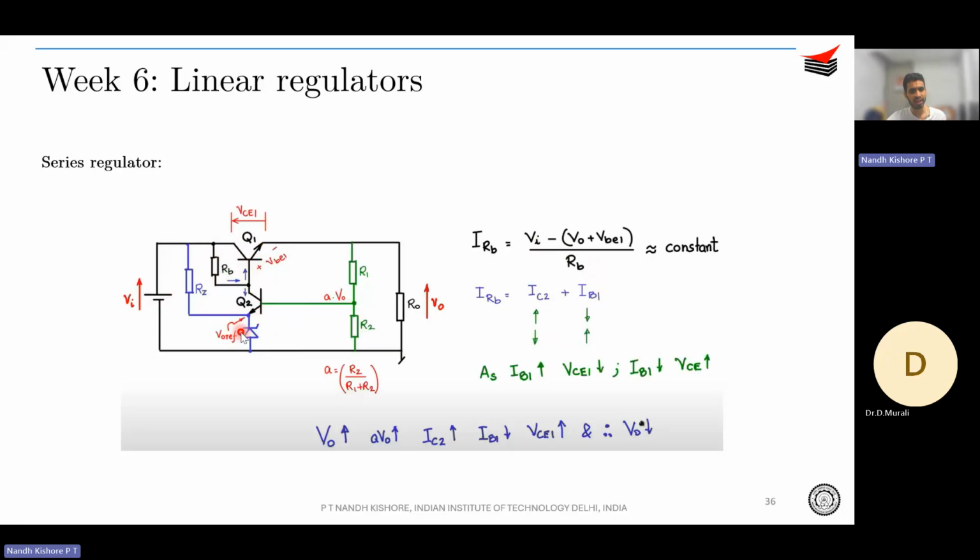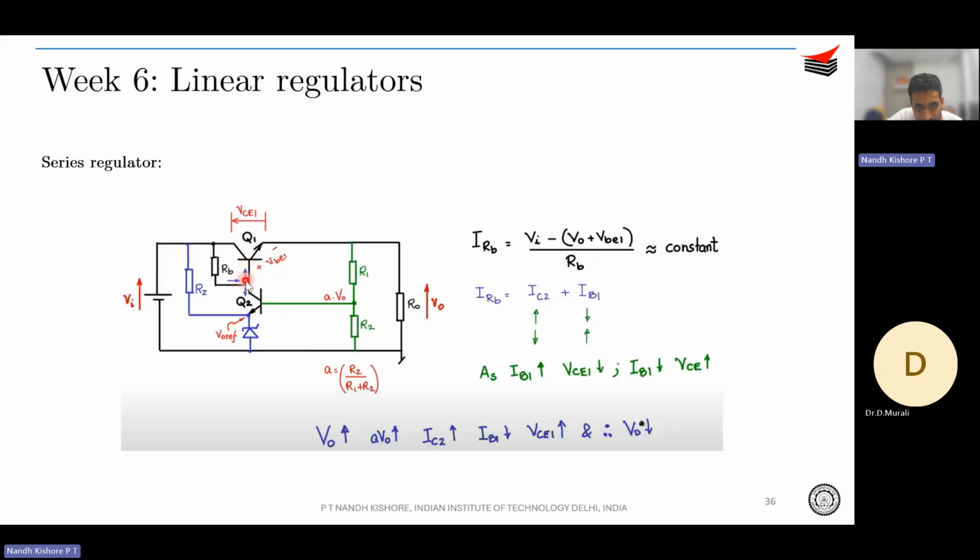Simply over here, you can understand that let's say V0 increases, right? If your V0 increases, you wanted to have a stiff V0, but your V0 has increased. So in that case, your AV0 has increased. If your AV0 increases, then what would happen is the base current over here, the base current of Q2, IB2, increases. If your IB2 increases, IC2 increases, right? Because IC2 is beta times IB2. So IC2 increases. If your IC2 increases, then IB1 would obviously decrease.